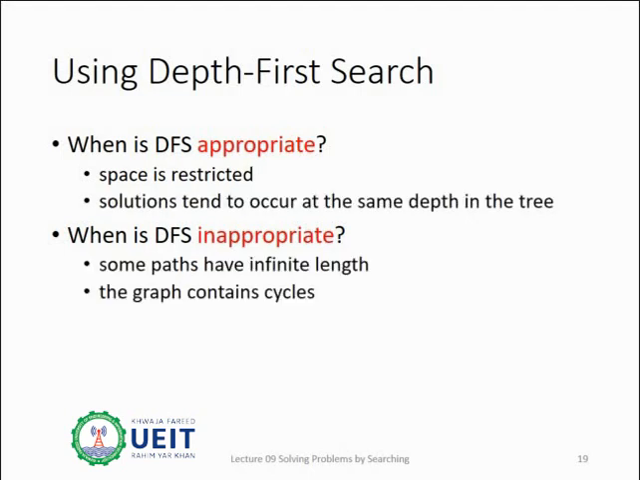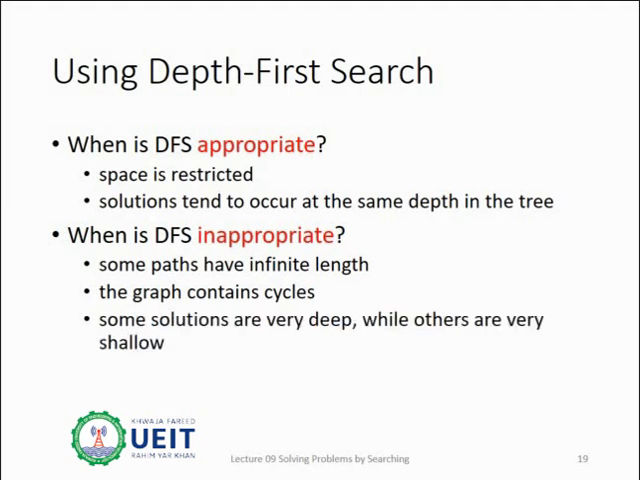Depth first search is good when goals tend to occur in the depth of the tree. DFS is inappropriate when paths have infinite length or the graph contains cycles. Some solutions are very deep while others are very shallow.